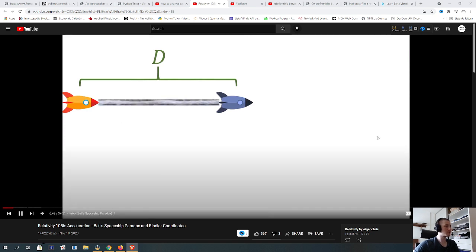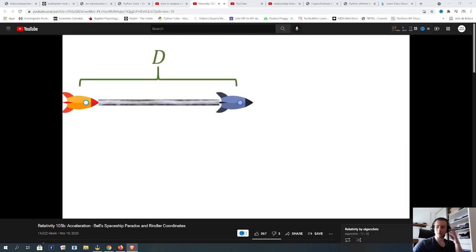Let's say that there are two spaceships some distance d apart. There is a string that ties the two spaceships together. The string is exactly long enough to cover the distance between the spaceships. If the spaceships move even slightly further apart, the string will break.